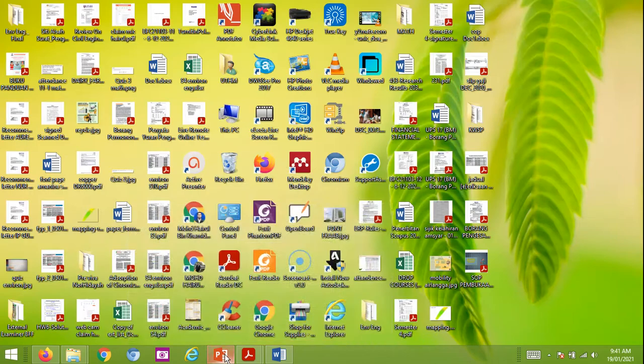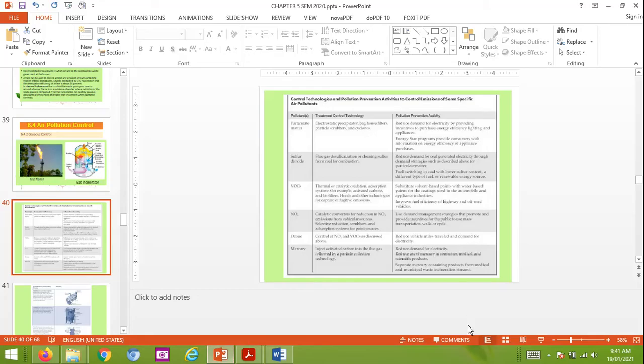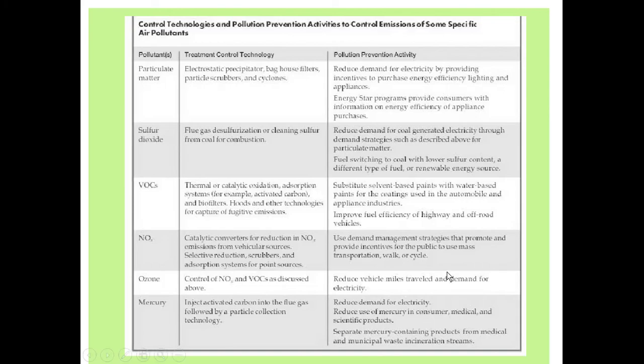So we continue our topic regarding air pollution. This table shows the control technology. This one is the summary for the previous topic, as I explained. It is easier when you want to compare the pollutants and what is the suitable treatment that can be used to treat, remove or prevent this pollutant from the air.